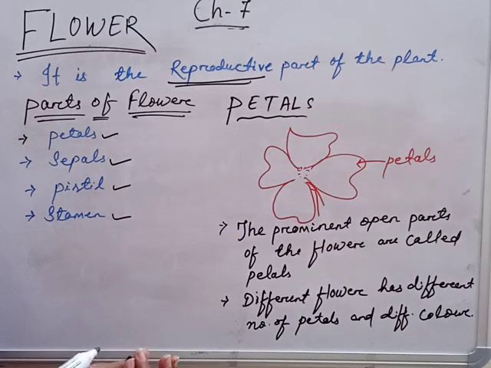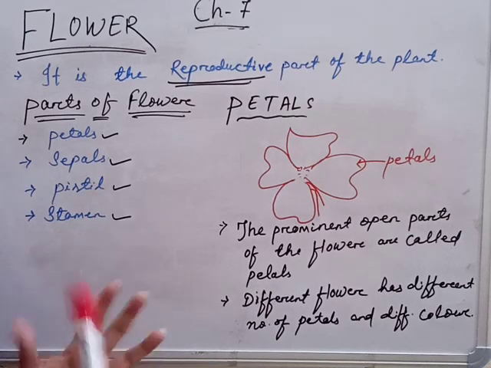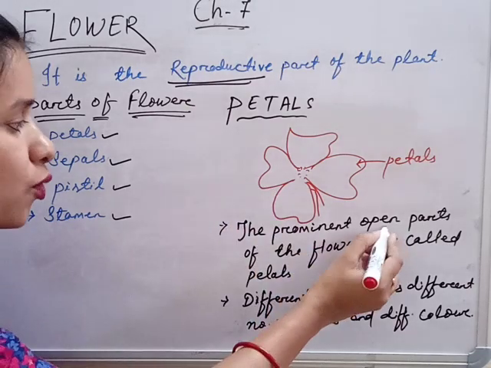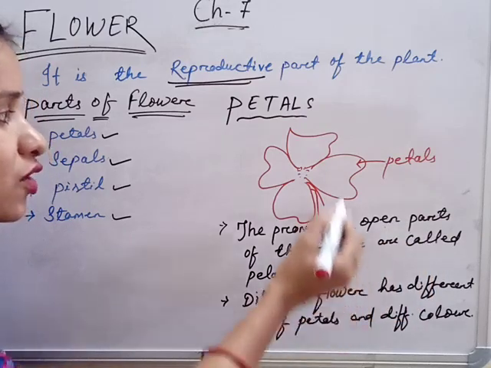So what are petals? Petals are the bright colored, open, prominent part of the flower. Actually not all plants have brightly colored flowers, but most plants have bright colored flowers to attract the bees towards them. So the prominent open part of the flower is called petals.